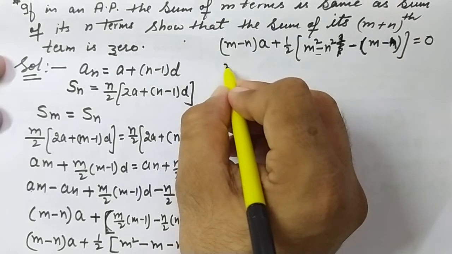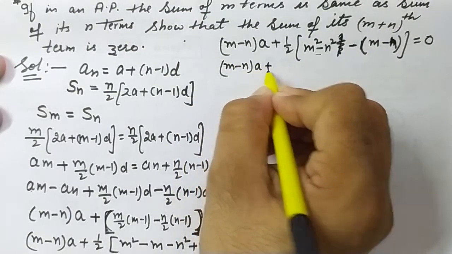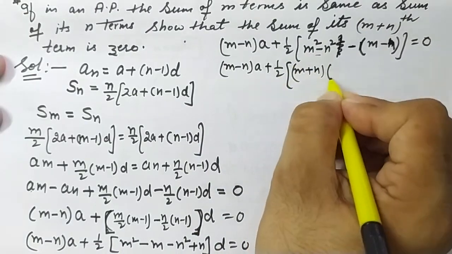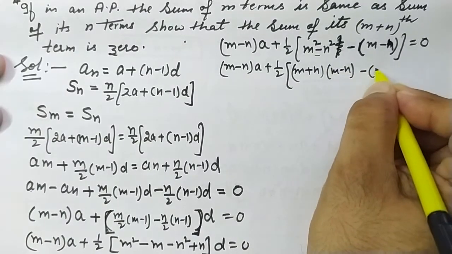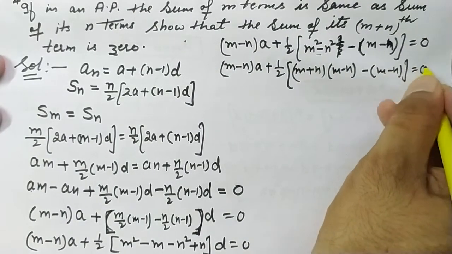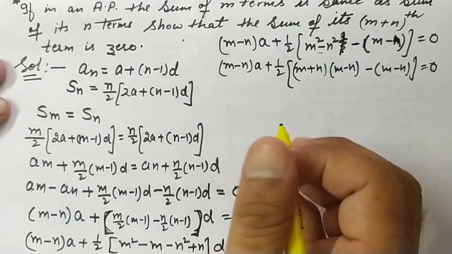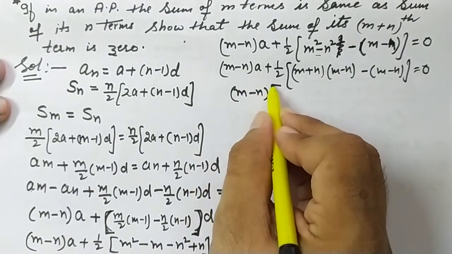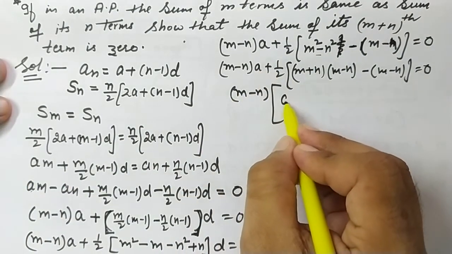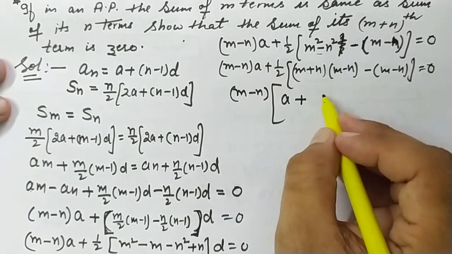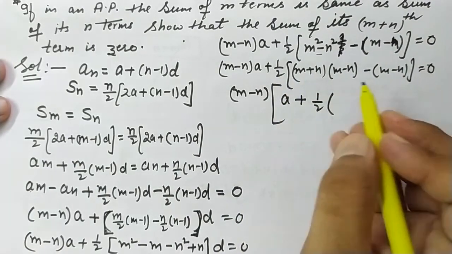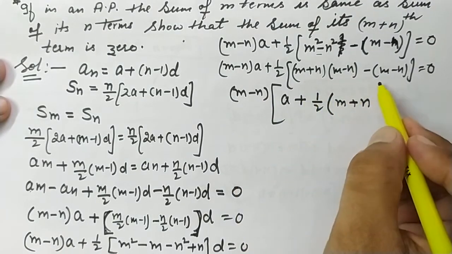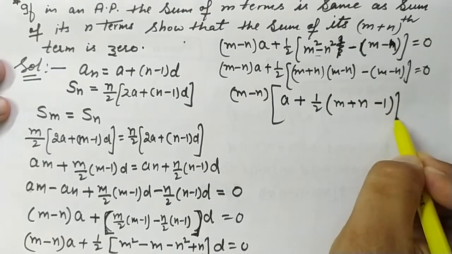So further if I solve it, m minus n into a plus 1 by 2, here a square minus b square, so the a plus b into a minus b formula can be used, minus m minus n is this 0. So from all these, m minus n can be taken common. Here it is left a plus 1 by 2 into m plus n inside, and here it is left minus 1, equal to 0.